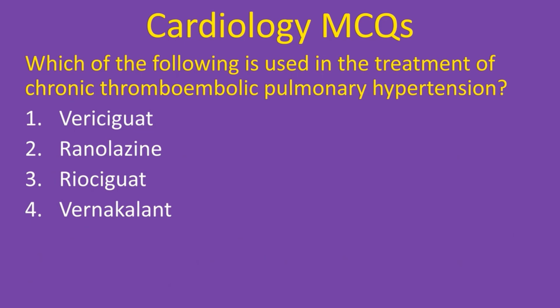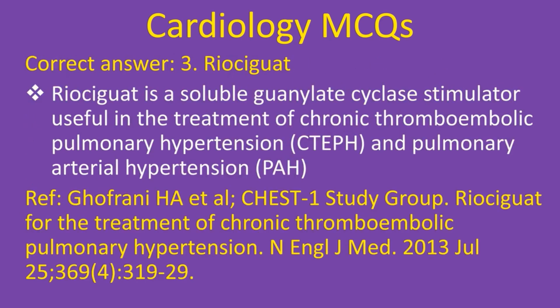Which of the following is used in the treatment of chronic thromboembolic pulmonary hypertension? 1. Vericiguat, 2. Ranolazine, 3. Riociguat, 4. Vernakalant. Correct answer: 3. Riociguat. Riociguat is a soluble guanylate cyclase stimulator useful in the treatment of chronic thromboembolic pulmonary hypertension and pulmonary arterial hypertension.